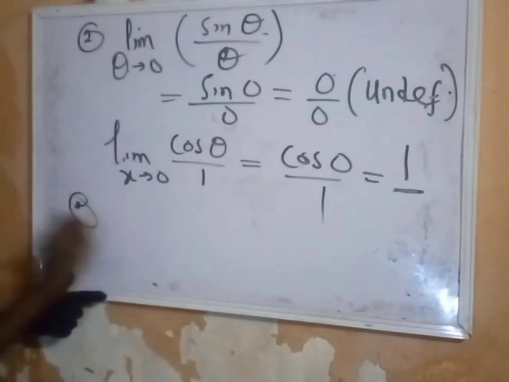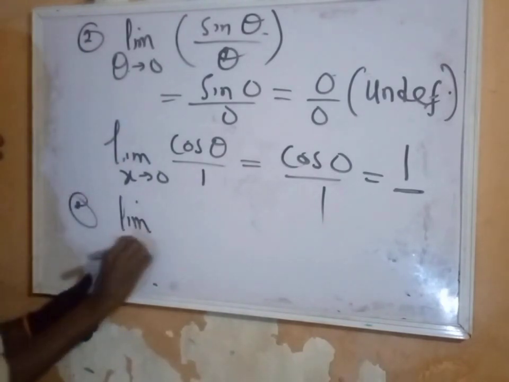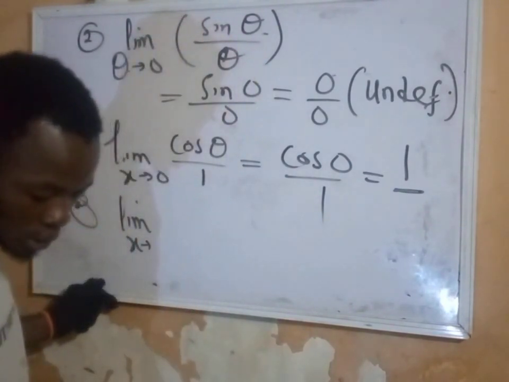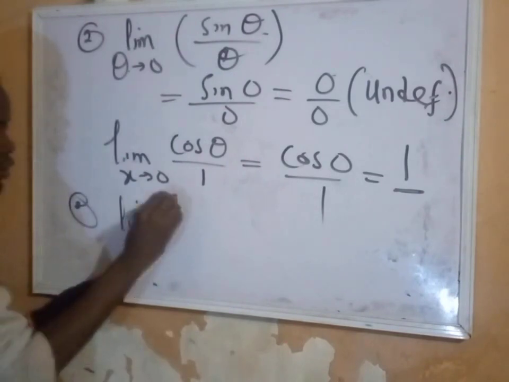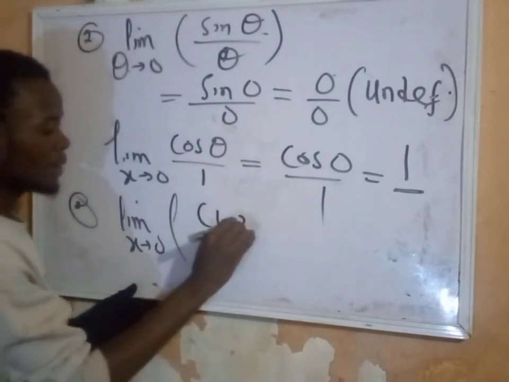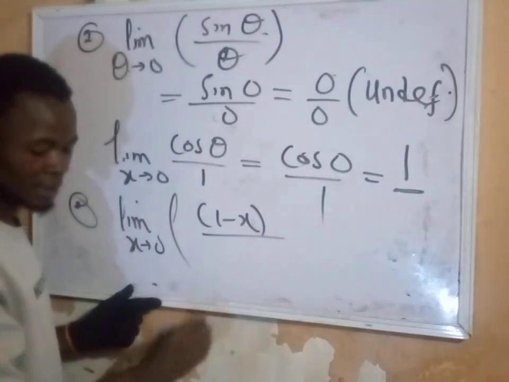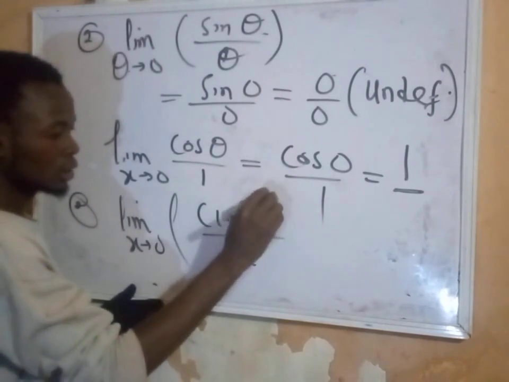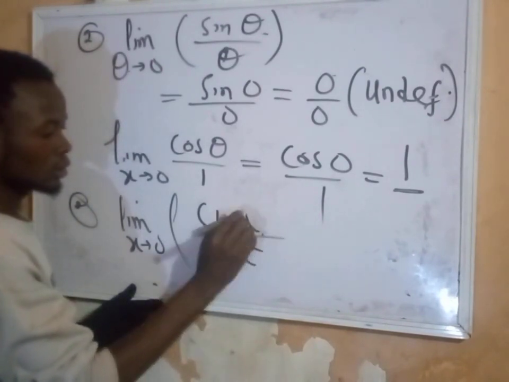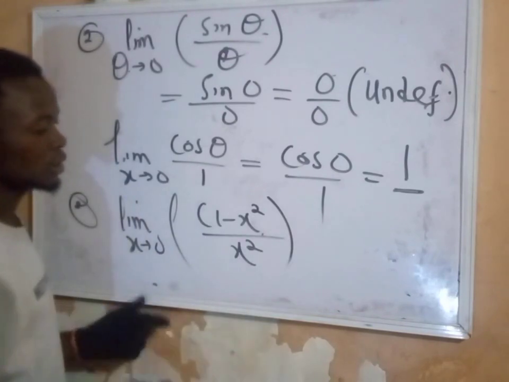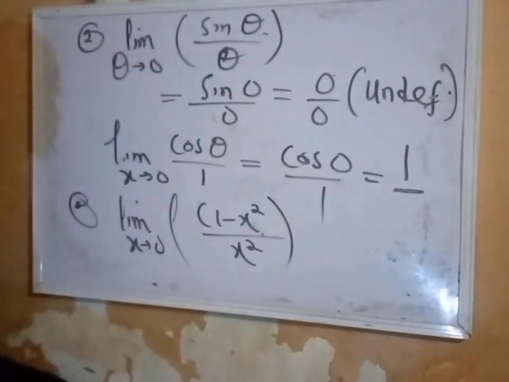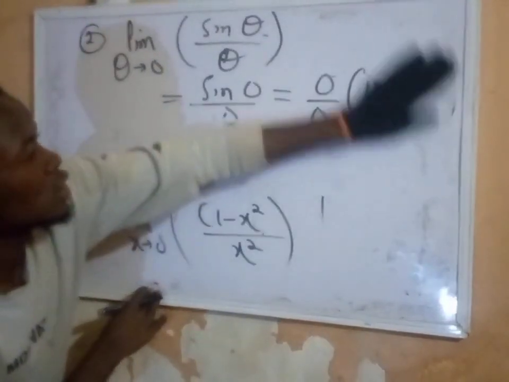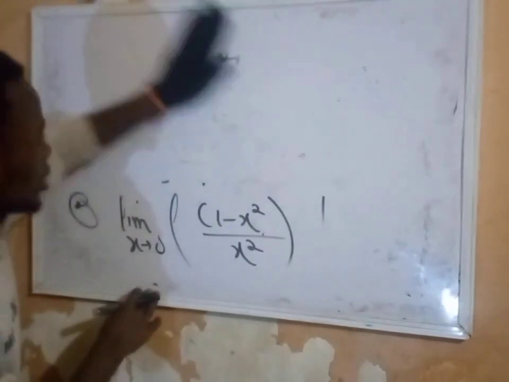Okay, another example here. Let's say you have the limit as x tends to 0 of, open bracket, 1 minus x squared, divided by x squared. Yeah. So let's see how to solve this limit. 1 minus x squared divided by x squared.